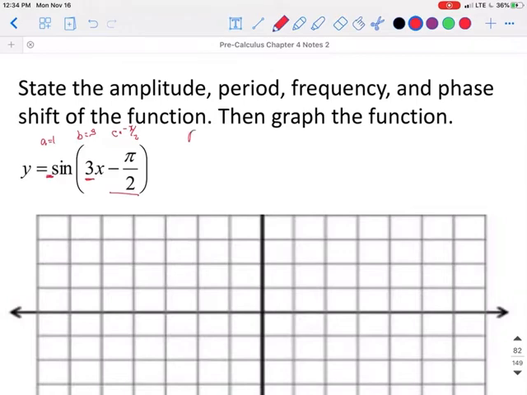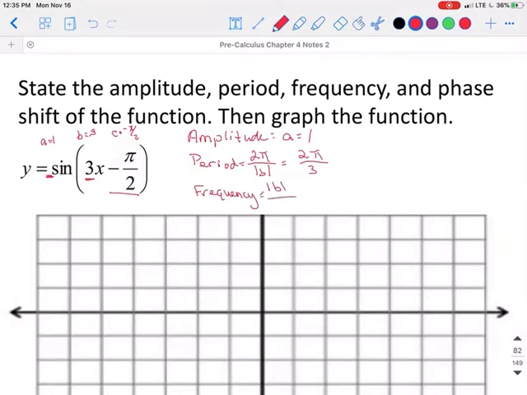To find your amplitude, your amplitude is just your a value, so our amplitude in this case will be 1. To find your period, it is 2 pi over the absolute value of b, or in this case it's going to be 2 pi over 3. Your frequency is just the reciprocal of that, so it's just the absolute value of b over 2 pi, which is just going to be 3 over 2 pi.